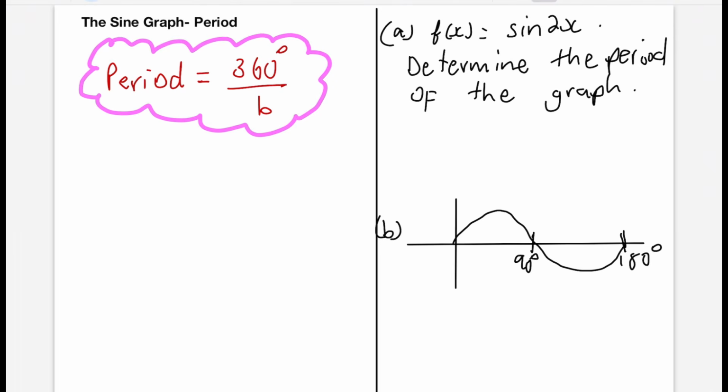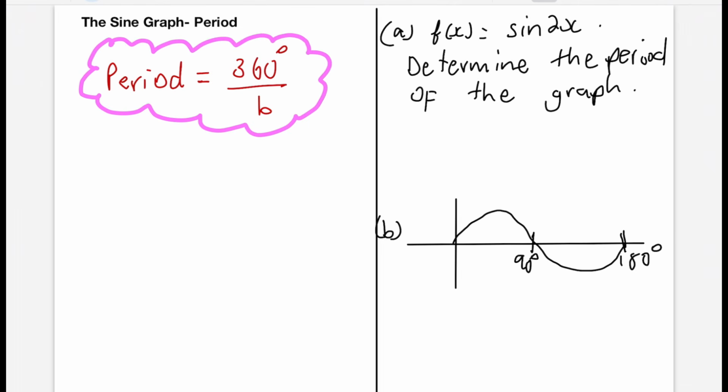Let's look at some examples here and note that because we have this with period here and b there, sometimes we'll give you the equation of the graph with the value of b, and you can find the period of that graph by replacing b with that value of b. But sometimes we can actually give you the period of the graph and ask you to determine the value of b. So just solve for b there.